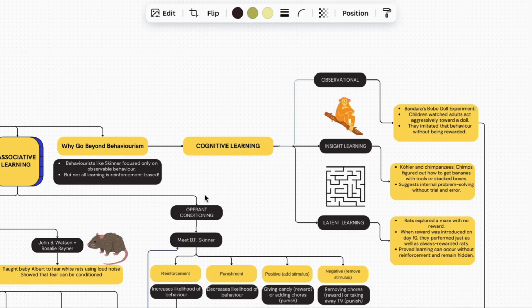Behaviorists like Skinner focused only on observing behavior, but not all learning is reinforcement-based. Cognitive learning is, first, observational. That is Bandura's Bobo doll experiment, where children watched adults act aggressively toward a doll, and they imitated the same behavior.